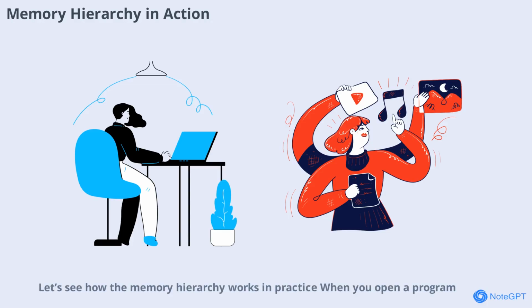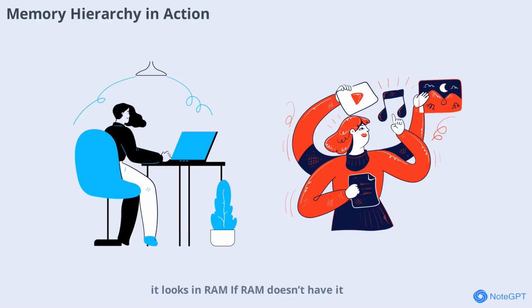See how the memory hierarchy works in practice. When you open a program, the CPU first checks the cache for the necessary data. If it's not there, it looks in RAM. If RAM doesn't have it, the data is fetched from secondary storage. This step-by-step process ensures that the most frequently used data is always close to the CPU, speeding up operations and keeping your system responsive.